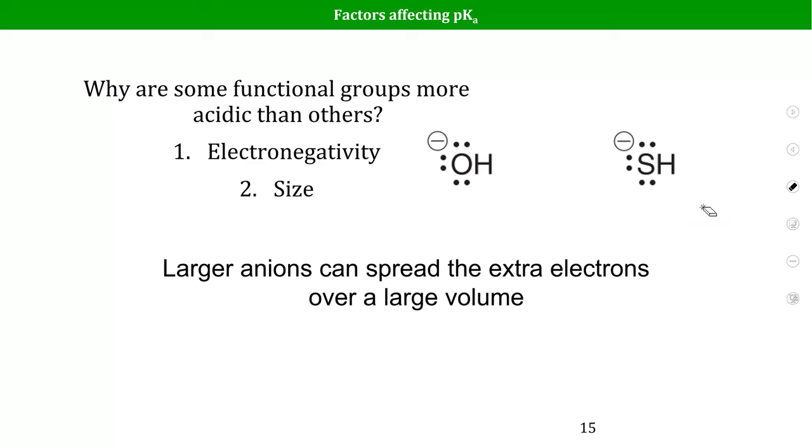So we can also look at the size of the atoms. Larger anions, it's similar to delocalization. The more you can delocalize the negative charge, the more stable it is through resonance. You can do the same thing just in terms of sheer size of an atom. A sulfur is more acidic than an oxygen, even though oxygen is more electronegative, simply because the sulfur is a larger space.